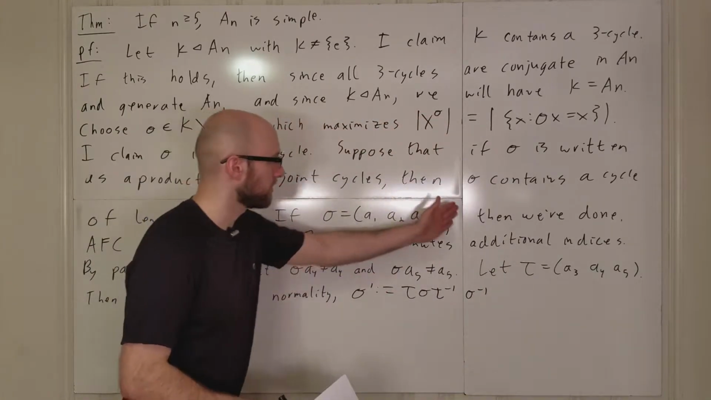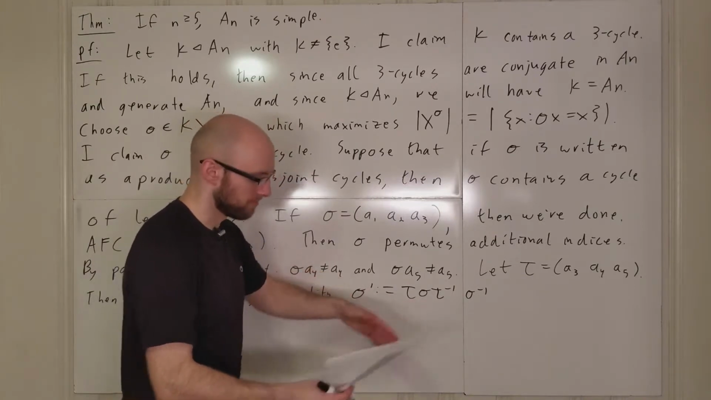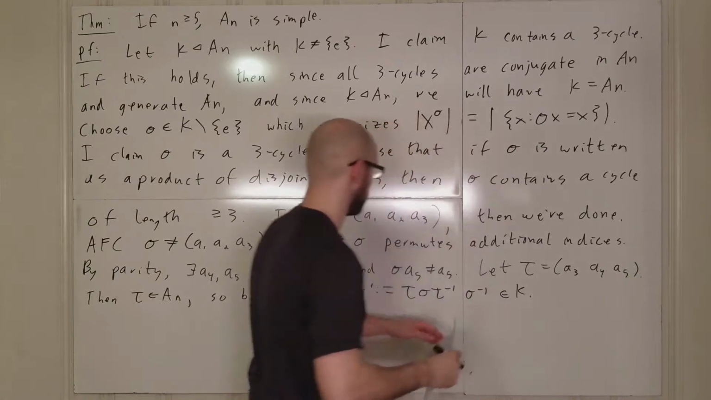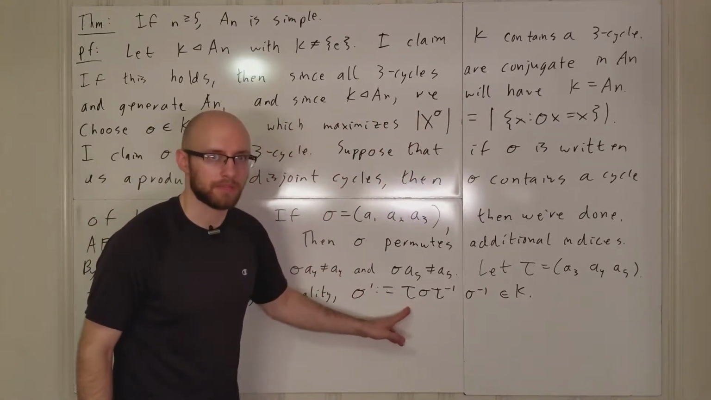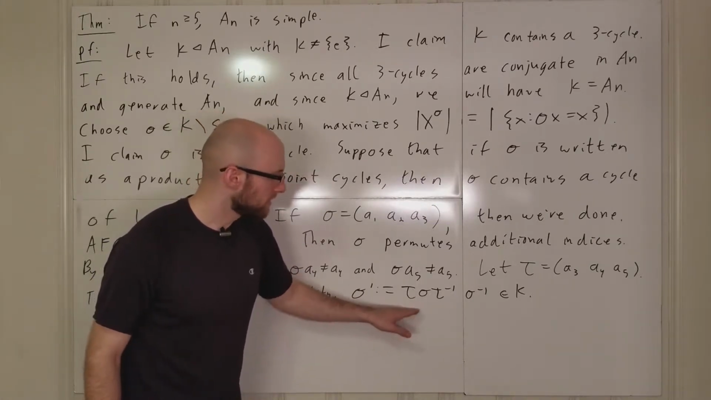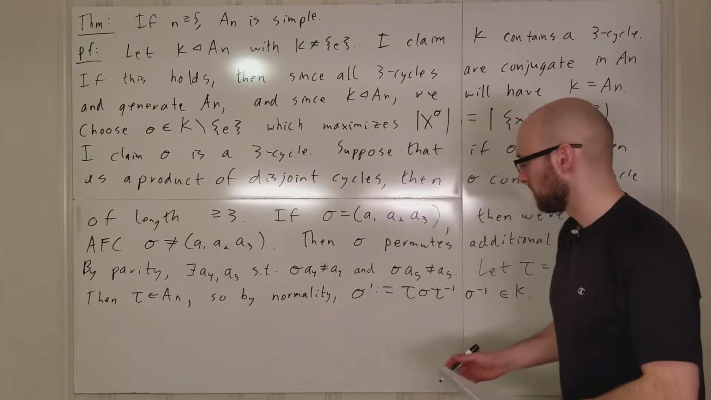Conveniently, the break in the board is right where I want to show you that this is in K. The things on the left side of the break: you're conjugating an element in K by an element in A_n. By normality, this is going to be in K, and this is going to be in K, and thus the product is in K.